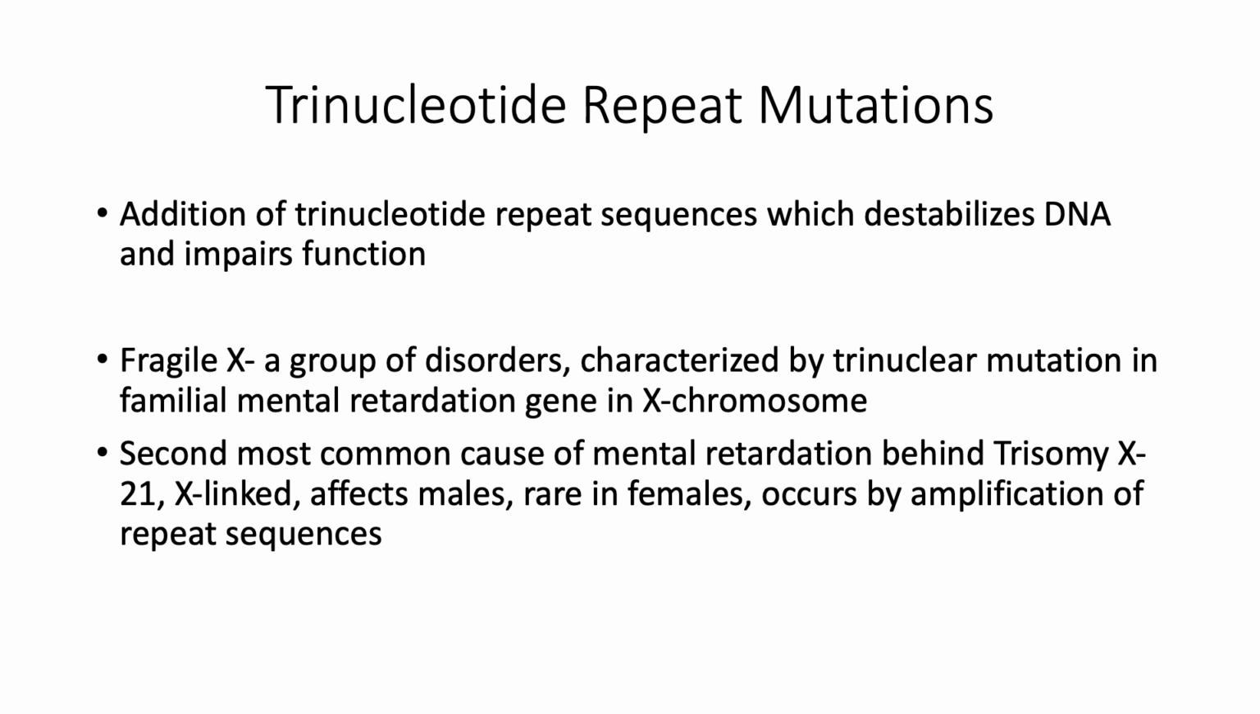Trinucleotide repeat mutations occur. These are additions of trinucleotide repeat sequences which destabilize DNA and impair function. Among these are Fragile X. This is a group of disorders characterized by trinucleotide mutation in the familial mental retardation gene on the X chromosome. The second most common cause of mental retardation behind trisomy 21, it is X-linked, affects males, is rare in females, and occurs by amplification of repeat sequences.